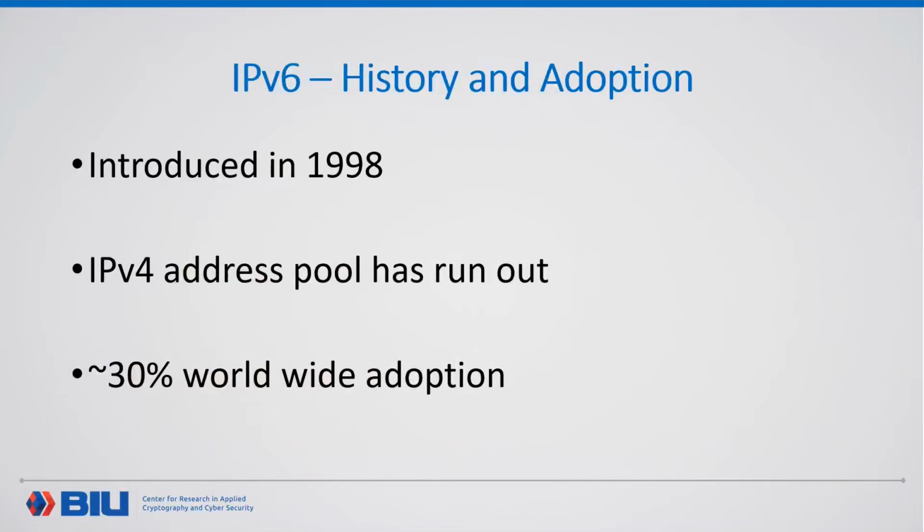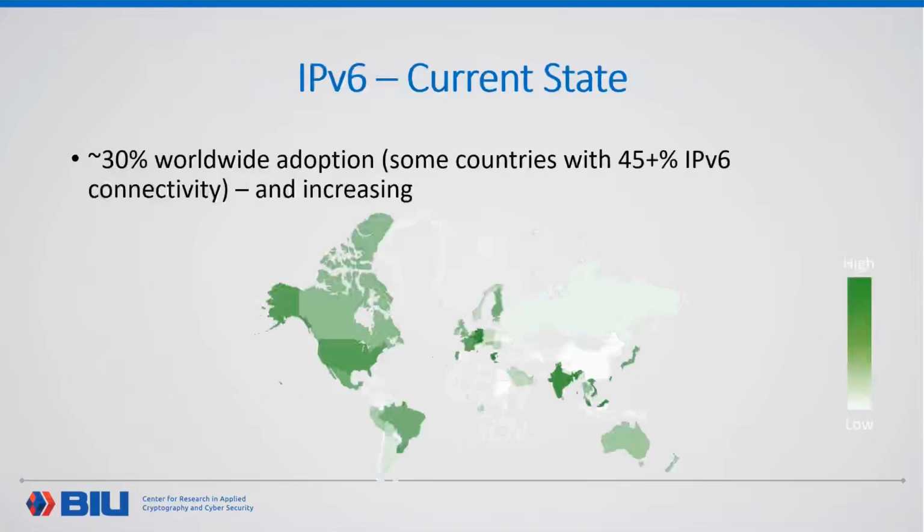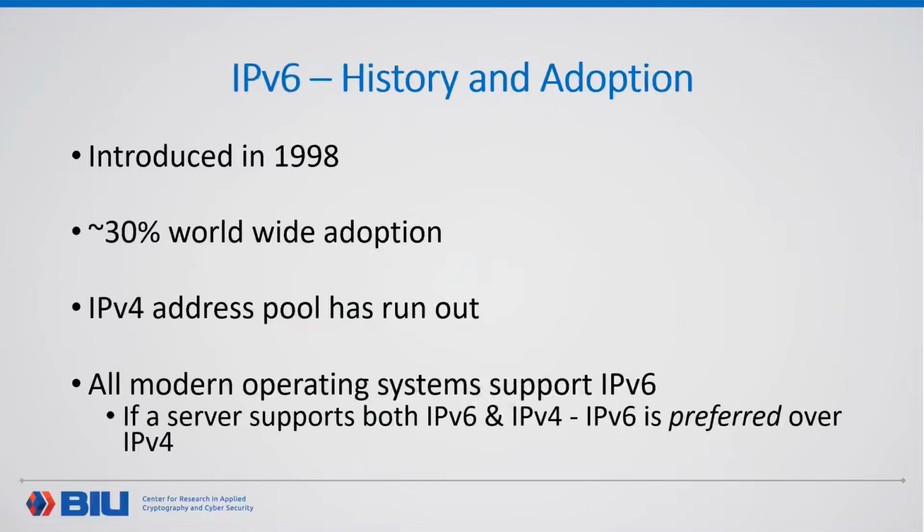But what is the current adoption state of IPv6? We are talking about 30% worldwide adoption, even some countries with almost 50% IPv6 connectivity, and these numbers are increasing. Now, an important note is that all modern operating systems support the IPv6 protocol, and furthermore, for cases where a client with IPv6 connectivity attempts to connect to a server that supports both IPv4 and IPv6, IPv6 would be preferred by these operating systems. This means that users might be using IPv6 unknowingly.